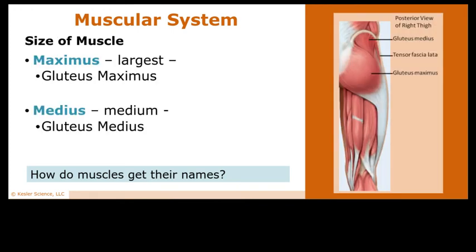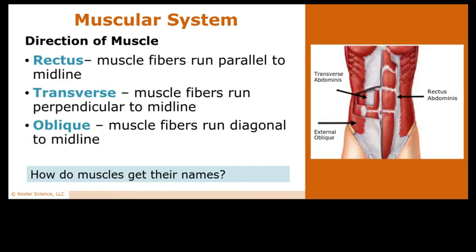Sometimes the name is given because of the size of the muscle. Maximus means largest. Gluteus maximus is the large butt muscle. Gluteus medius, as you could guess, means medium size, so that is a medium size butt muscle. Direction of the muscle can also be used, and basically you see the point here. The name of the muscle is derived from a characteristic of it. So it's the shape, the name, the location, or the direction that we've looked at thus far.